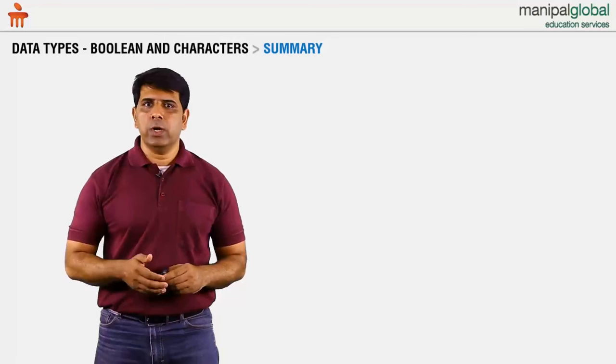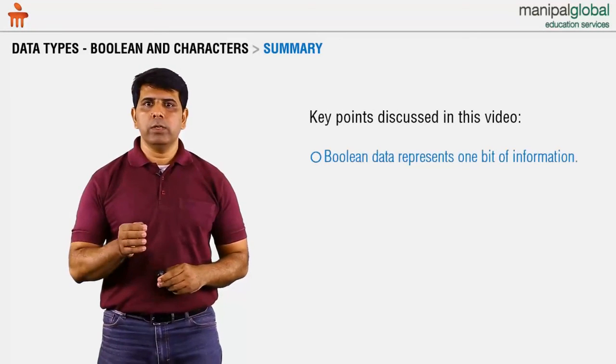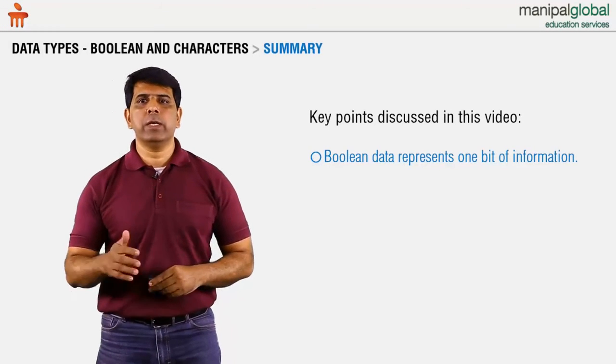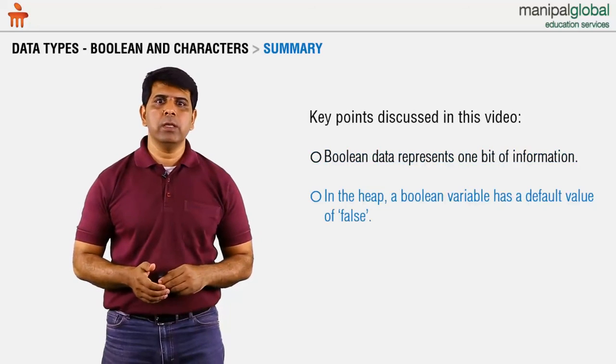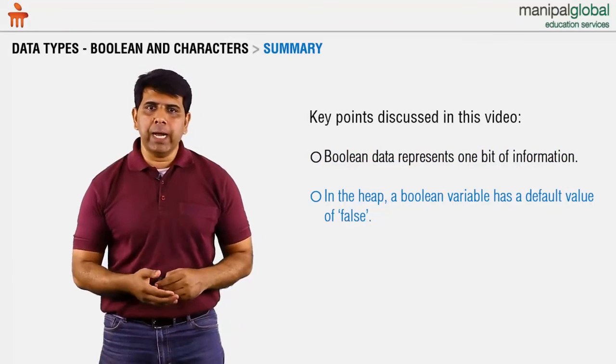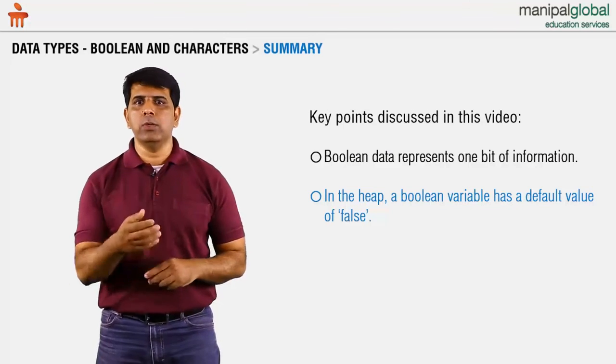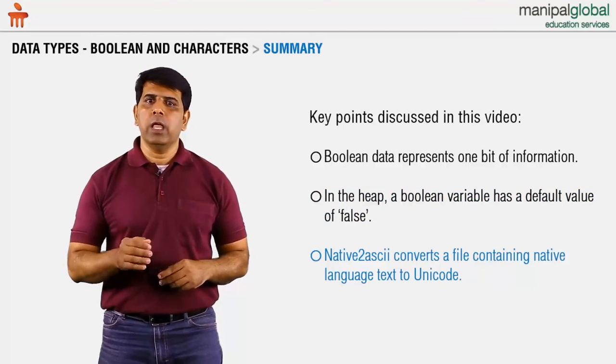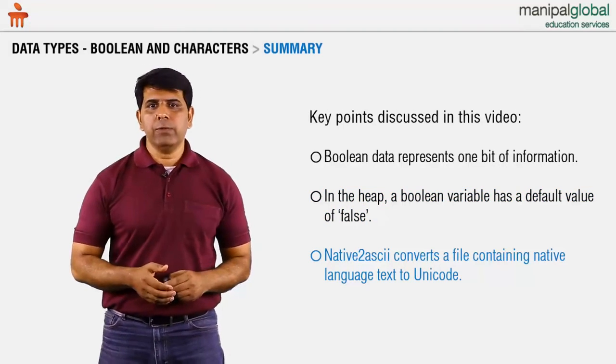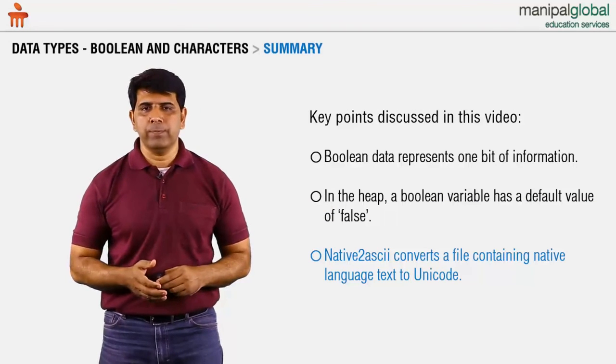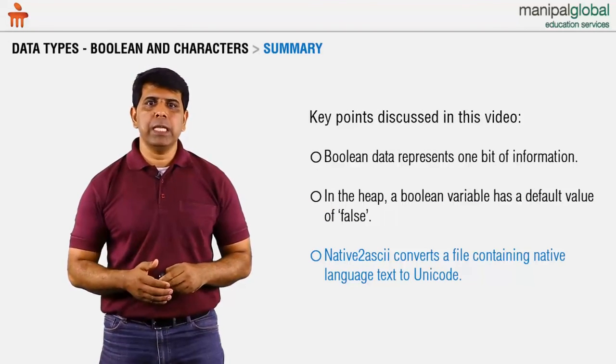Now let's summarize what we have seen so far. We understood how Boolean works, what kind of values can be stored in Boolean, and what kind of data is stored by default in the heap when you don't store anything in that. Now how do you convert a native file into a Unicode file? This is done with the help of native2ascii.